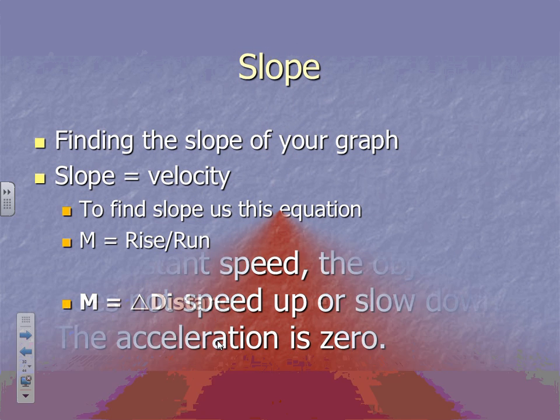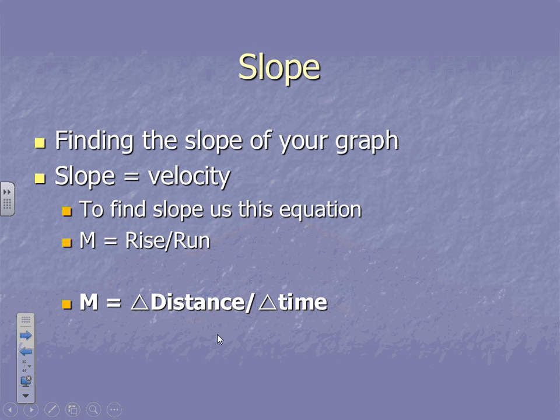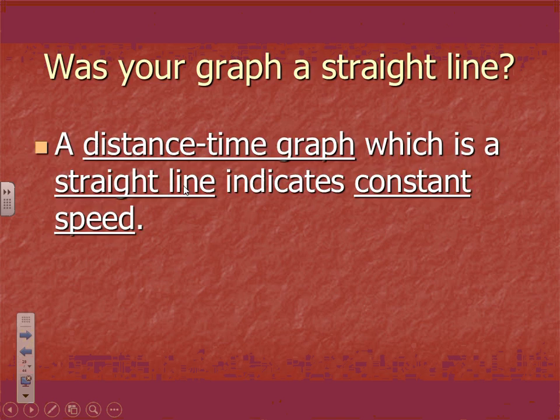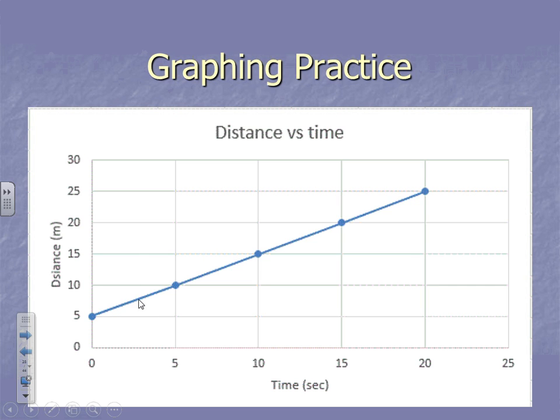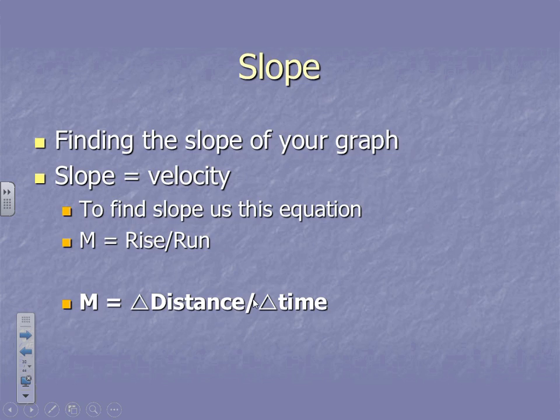Okay, so if we want to give a mathematical relationship, we need to be talking about slope. So we need to find the slope of the graph. Finding the slope of your graph is important, and that will equal the velocity. The slope of this graph will be velocity. So to find the slope, obviously we're going to take the rise over the run from the starting point.